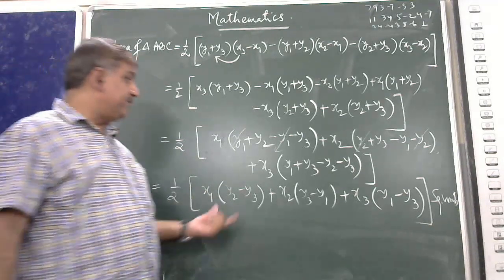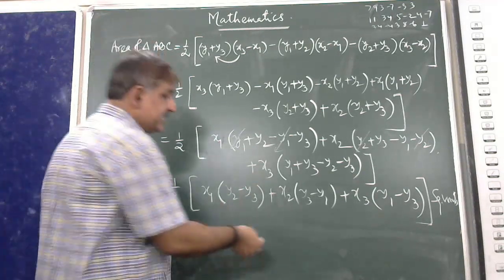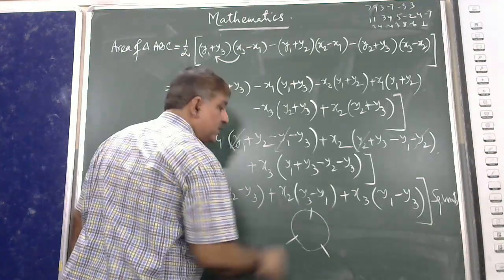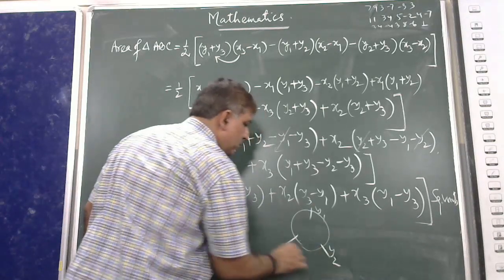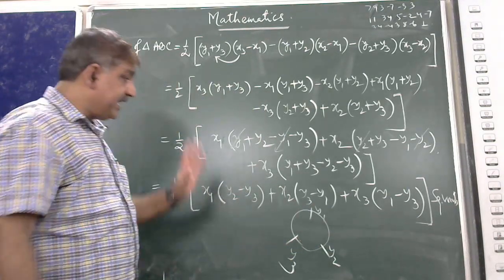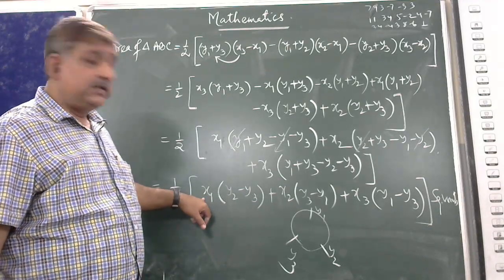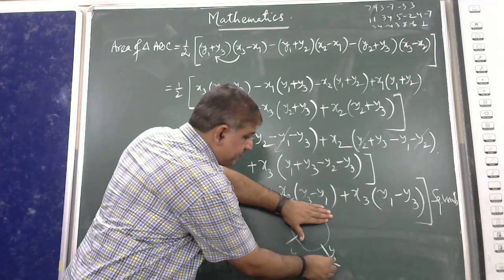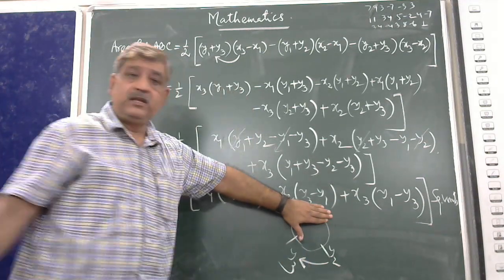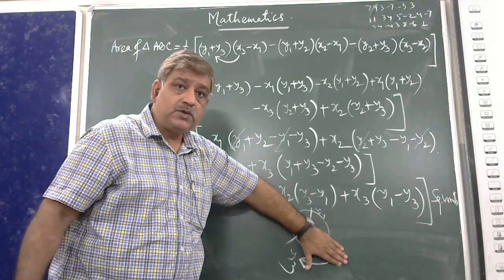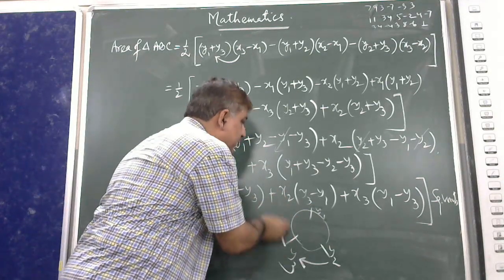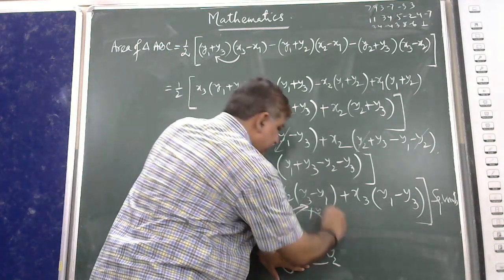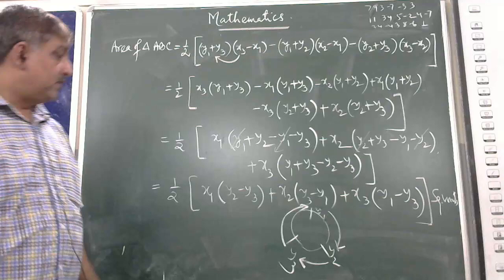There is a way to remember this formula. You see, boys, just prepare a circle and cut this circle at 3 places: y1, y2, y3. Now if you are writing x1, then leave this y1. After writing x1, leave y1; you have to write y2 minus y3. Then if you are writing x2, leave y2 and you have to write y3 minus y1. And then if you are writing x3, leave y3, you have to write y1 minus y2.